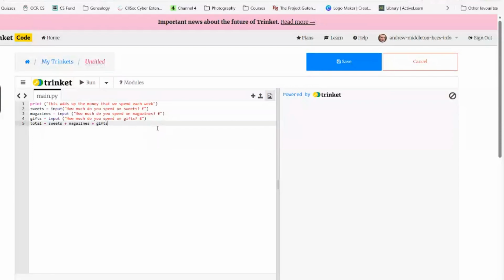Sweets plus gifts plus magazines. How we spelled it on one, we're going to spell it like that on the other. Then we can put a print that's going to give us that answer. So we're going to say this comes to a grand total of, and then we're going to put in the total amount.